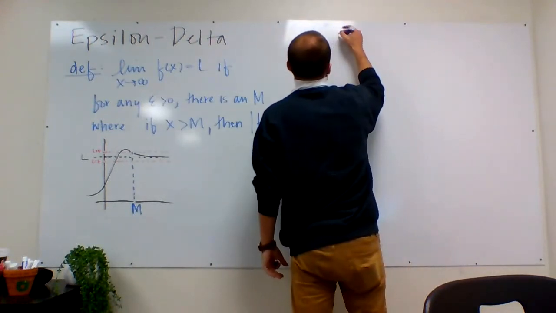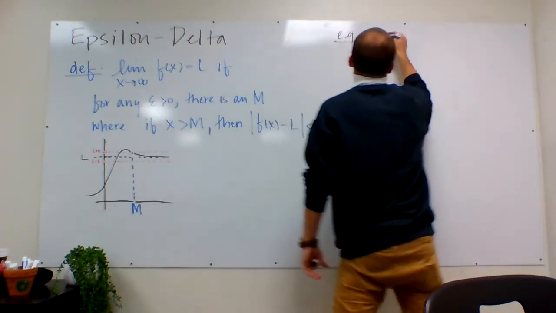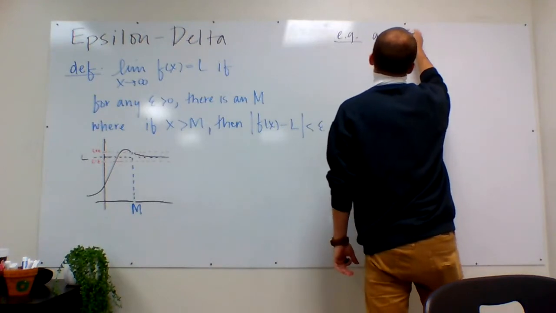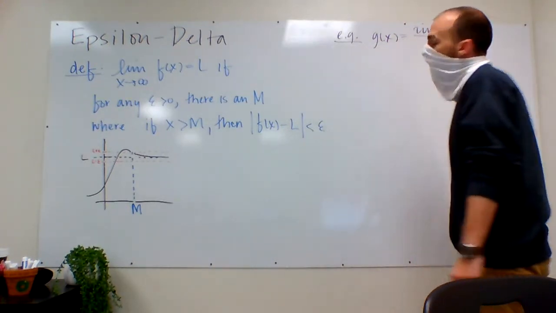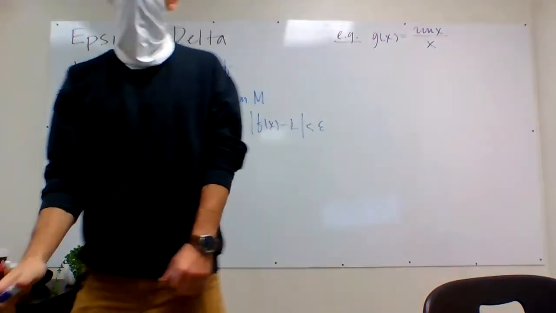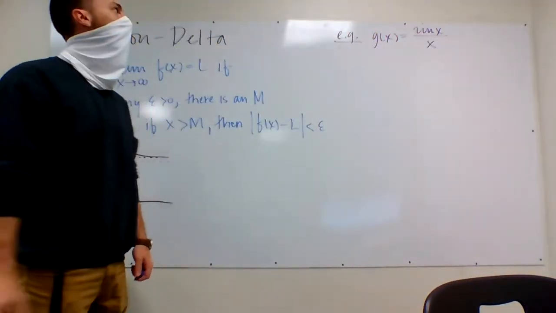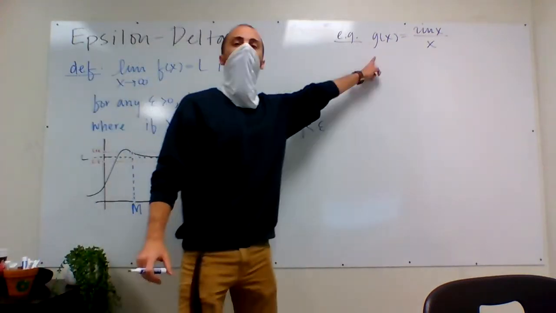So, for example, g of x is equal to sine of x over x. We know what the limit of this thing is as x approaches 0. It was a trivia fact from AP Calculus. As x approaches 0, this thing approaches 1.